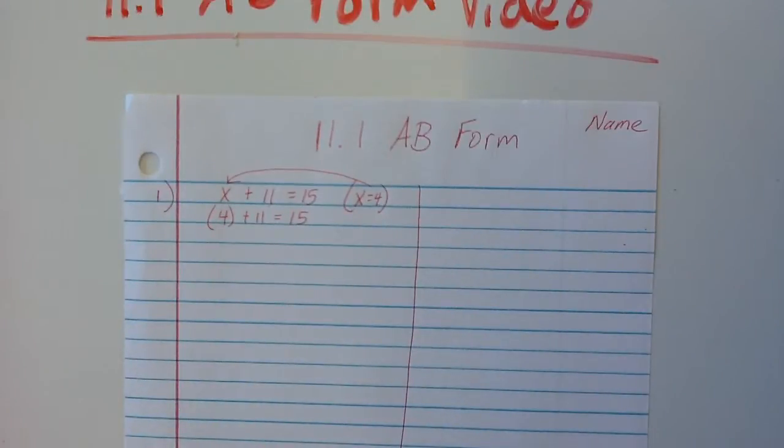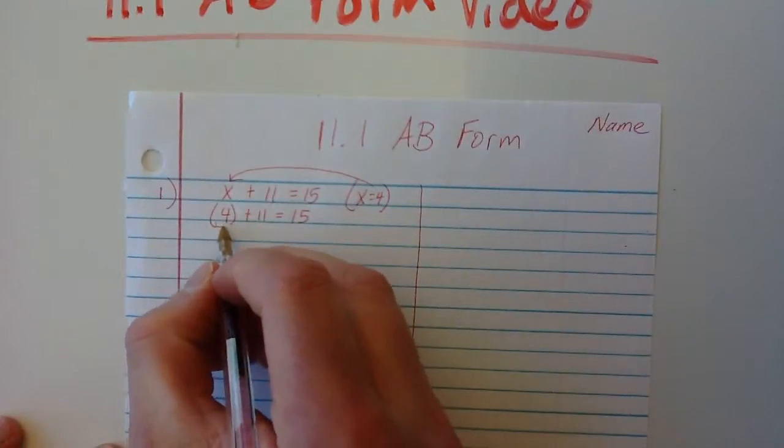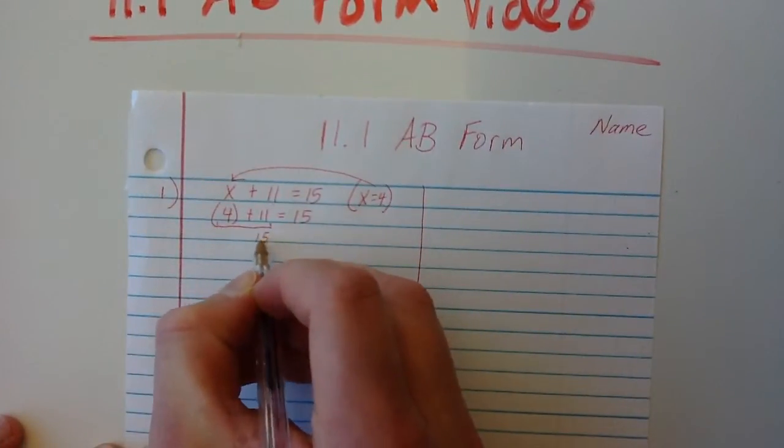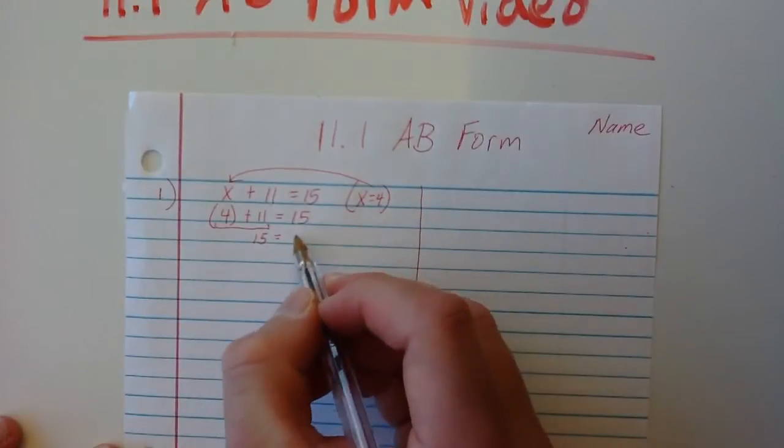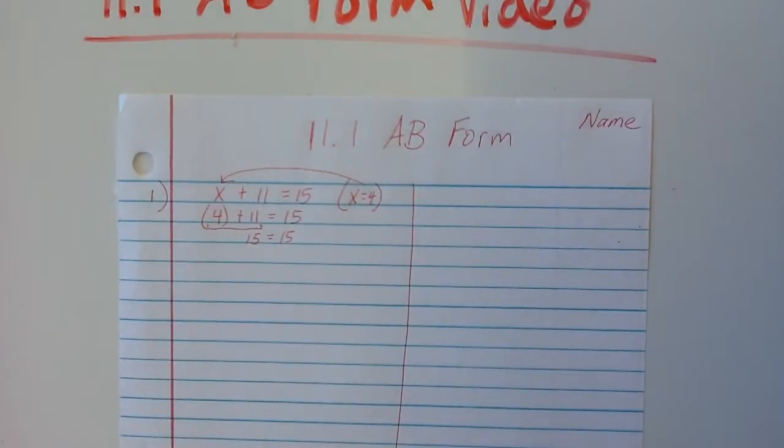Now let's evaluate the left side. I have 4 plus 11. Well, 4 plus 11, this right here is 15. And on the right side of the equal sign, I still have 15. Okay, so this equation says that 15 equals 15. Is that true? Does 15 equal 15?